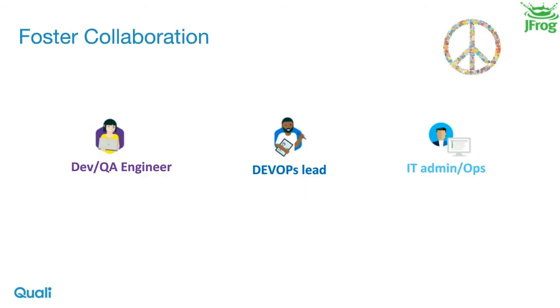And one of the ways you can achieve that is first by making all these three different personas that we talked about at the beginning of the presentation work seamlessly together towards a common business goal. And that means offering to the IT admin the control that they need, offering the DevOps lead the tools and the integration that they need to provide a service to the developers and the QA engineers who have the environment that they need when they need them. And so having a standard platform that can achieve all these is going to be critical.